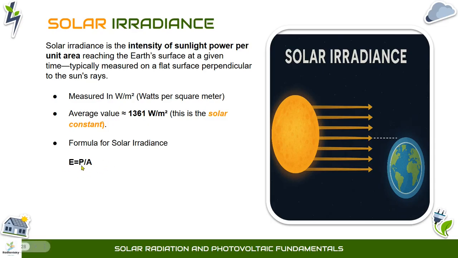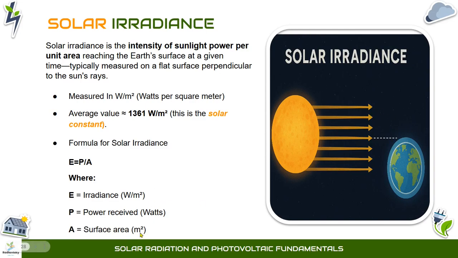This is the formula. The formula is E equals P over A, where E is irradiance, in watts per square meter. P is the power received, in watts, the amount of energy the sun is giving to the atmosphere. Then you divide it by the surface area, A. A is for the surface area, P is for the power received. That is how you get your E, which is irradiance.